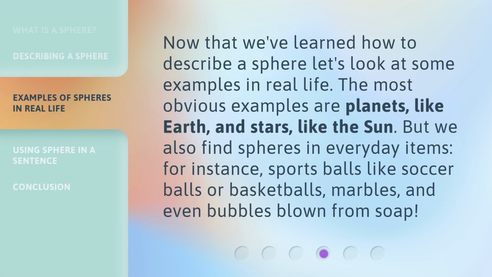Now that we've learned how to describe a sphere, let's look at some examples in real life. The most obvious examples are planets, like Earth, and stars, like the Sun. But we also find spheres in everyday items. For instance, sports balls like soccer balls or basketballs, marbles, and even bubbles blown from soap.